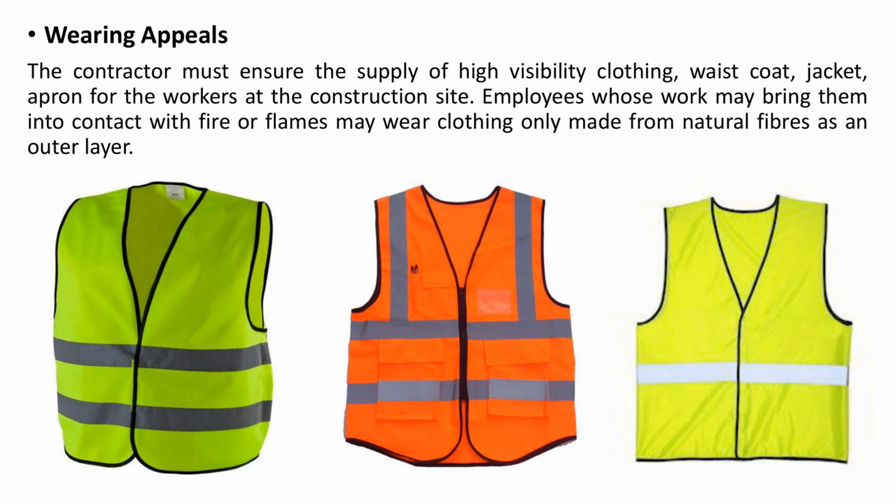Wearing apparel. The contractor must ensure the supply of high visibility clothing, waist cloth, jackets, and aprons for the workers at the construction site. Employees whose work may bring them in contact with fire or flames may wear clothing made only from natural fibers as an outer layer. We have different color coding for the safety jackets.